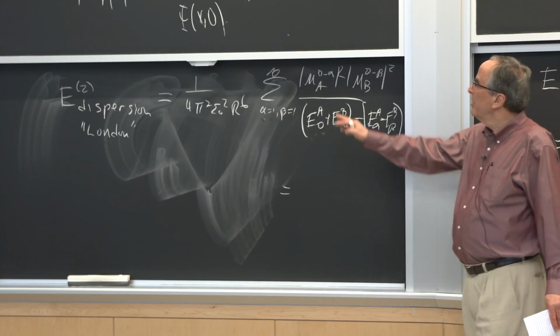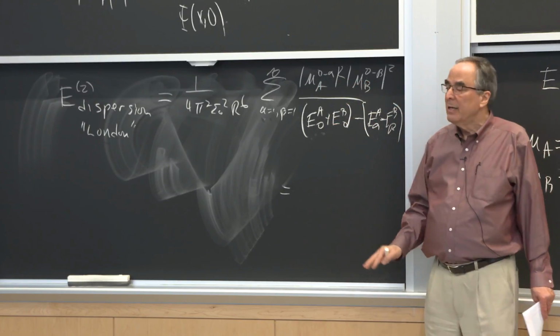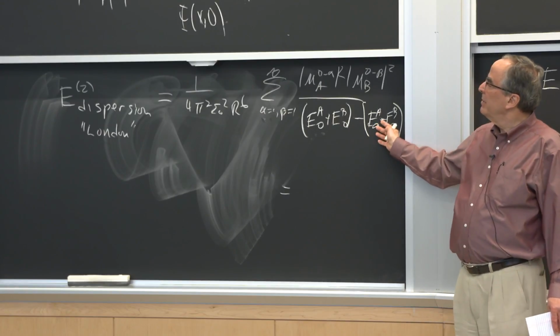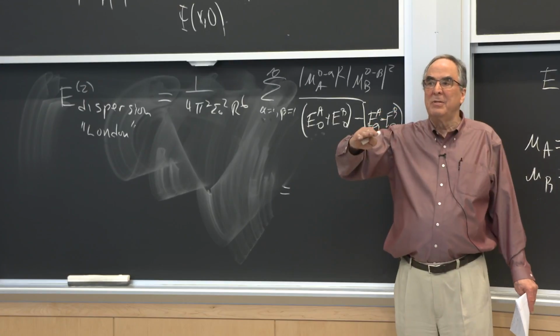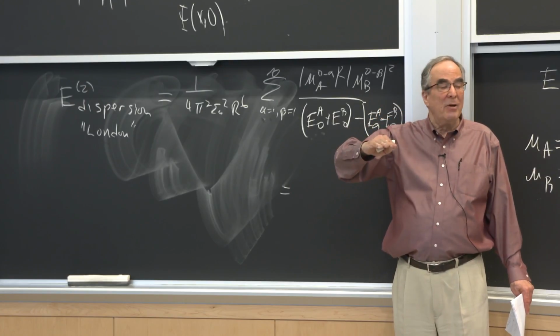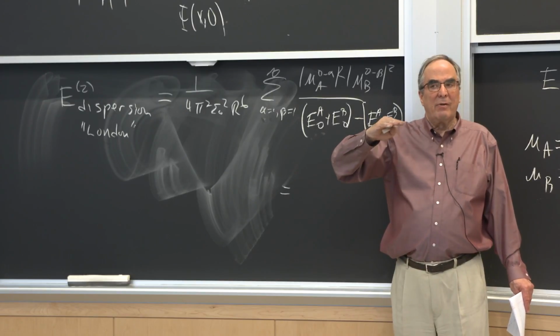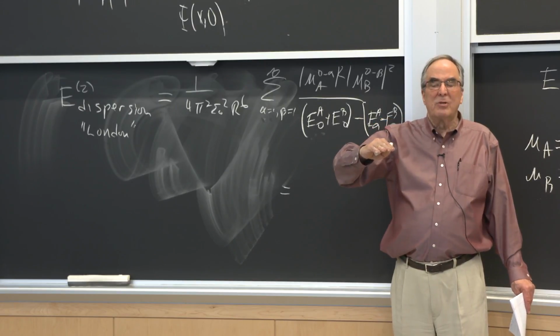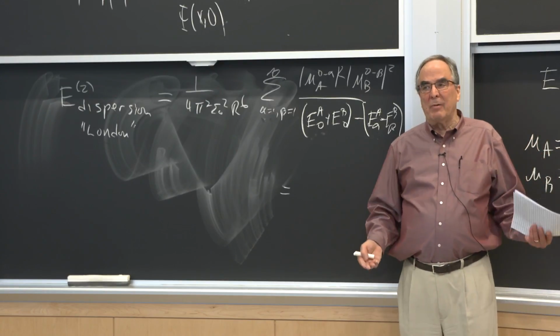And so these are experimentally observable. And usually this infinite sum is dominated by the lowest allowed transition from the ground state. And that can be an electronic transition or a vibrational transition. So for a homonuclear molecule, there isn't going to be an allowed vibrational transition.